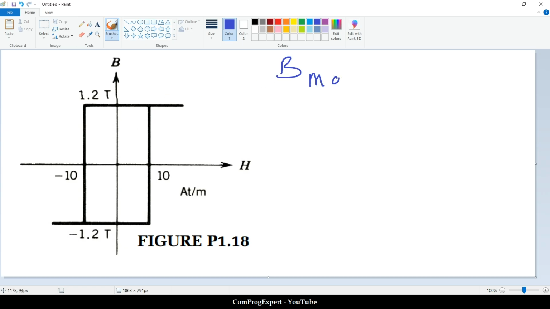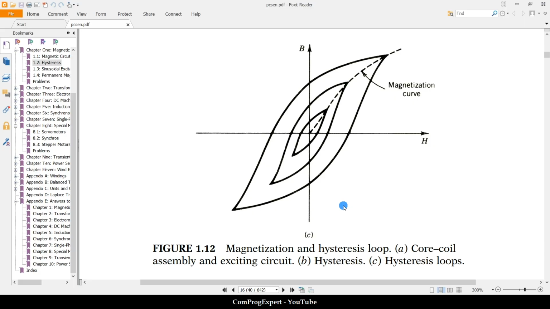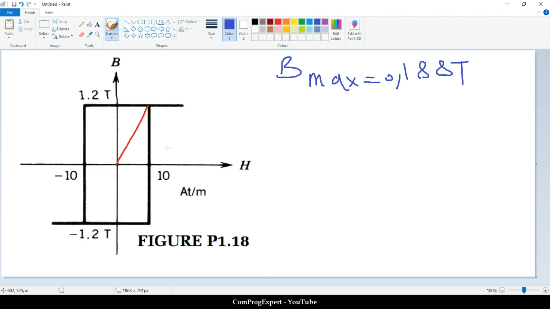The B max that we calculated is equal to 0.188 Tesla. I can consider this normal magnetization curve according to this figure and the explanation that we have in chapter 1. And consequently, if we consider this normal magnetization curve, we can consider these hysteresis loops depending on the level of the excitation that we have. So we have different loops. For each level of the B, we can calculate H depending on the level of the excitation.